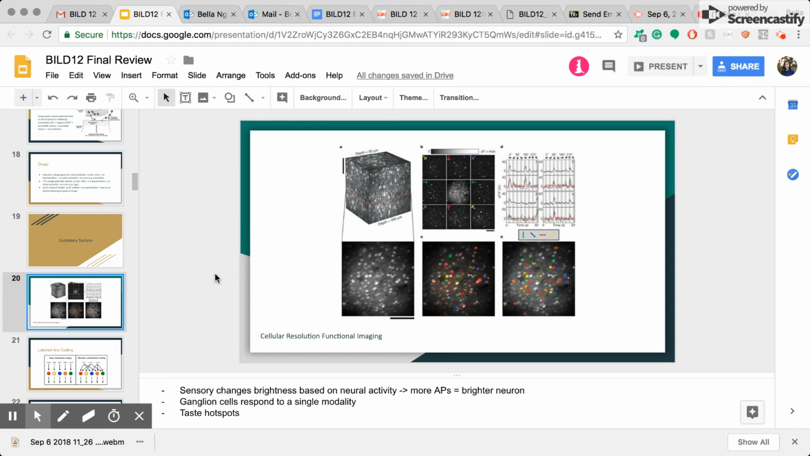A few things I wanted to add about the CRFI is that they use a machine to detect the brightness of neurons, and the brighter it is, the more activity is going on, and the activity is measured by action potentials. This is what they use to understand the different firing pathways for not just the gustatory system, but also the olfactory system. Okay, I'm going to end this video here and start a new one.